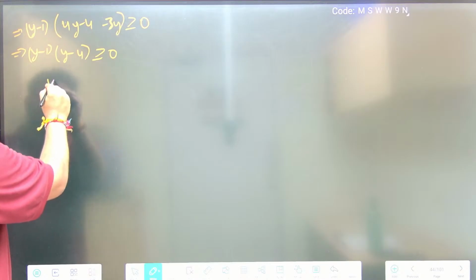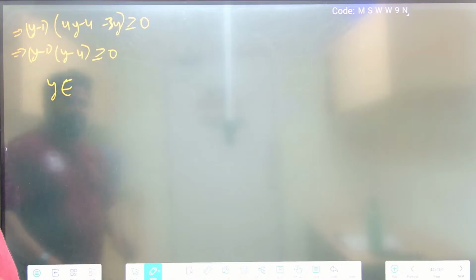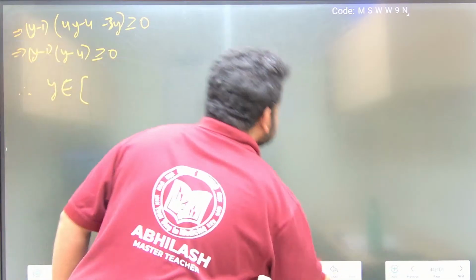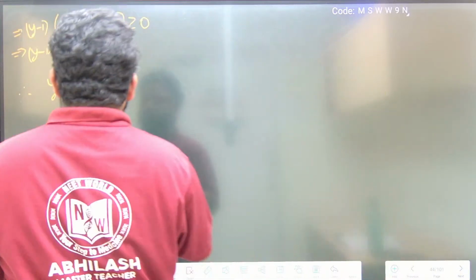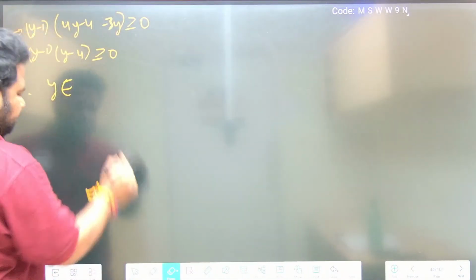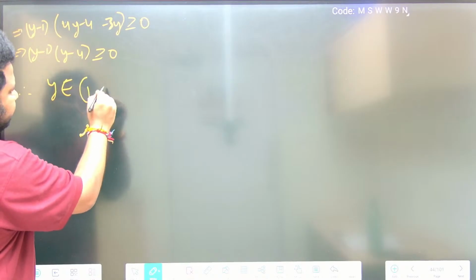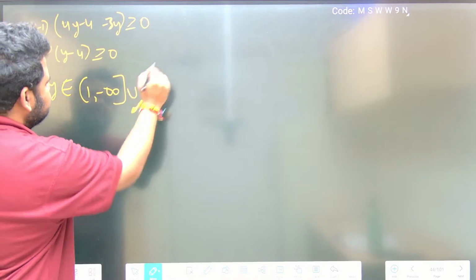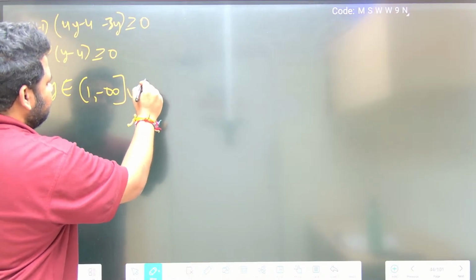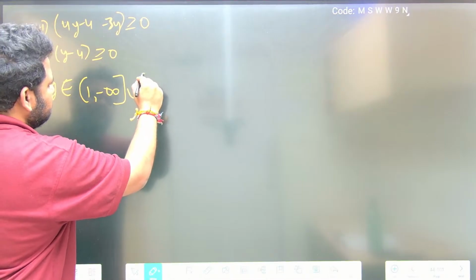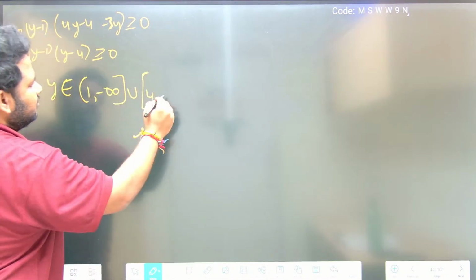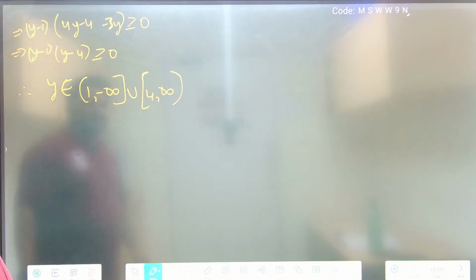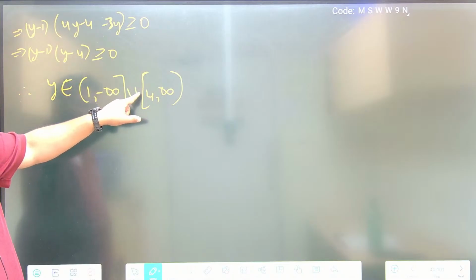That means I can write y belongs to... What is the range they are telling? 1 and 4. Correct? Y belongs to the open interval (minus infinity, 1), union, (4, plus infinity), open interval. This is what we are having.